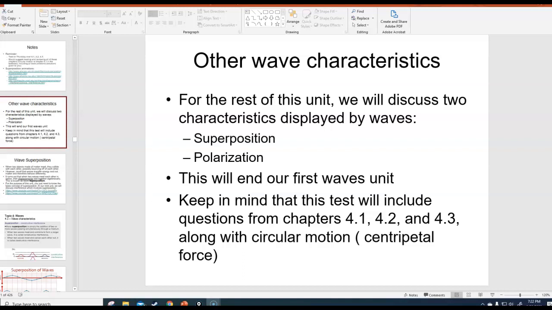But polarization is one of the more abstract concepts, and so we're just going to start talking about polarization in this video, and then we'll do calculations in the next. Okay, and then we will be done with this unit, and we'll be getting ready for a test. Once we're done with 4.3, not in this video, but probably the next video, we will be done with this unit and ready for our first waves test.